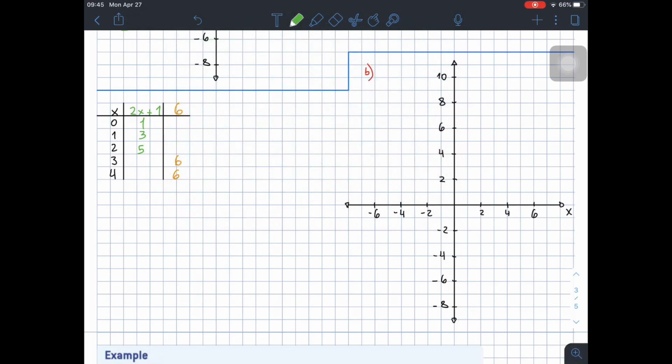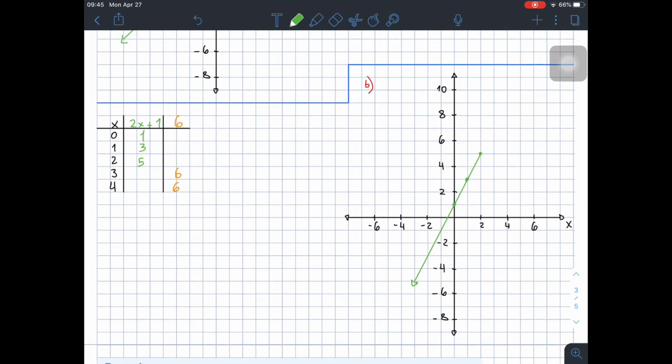0 is 1, so 0, 1 here. Then 1 and 3 is up here. Finally 2 and 5, that's here. So once again, we're getting the equation of a straight line, right? So straight line, and this continues down like that.